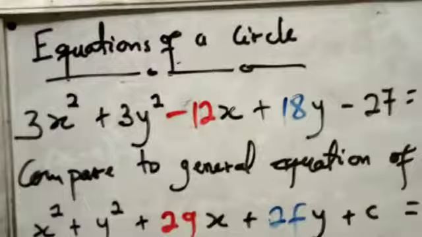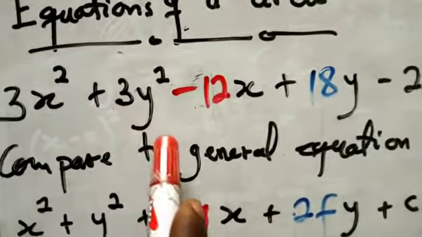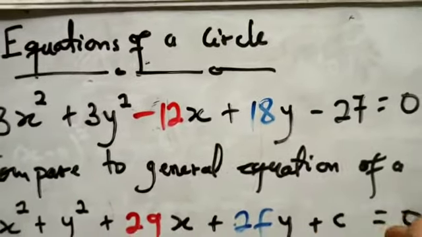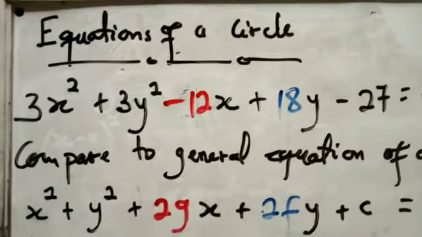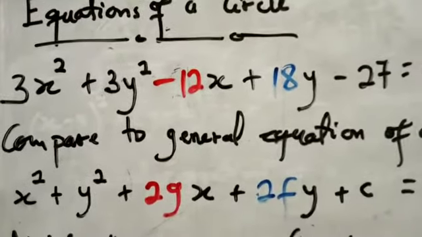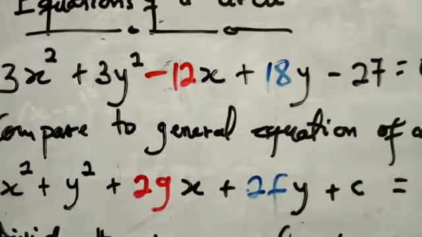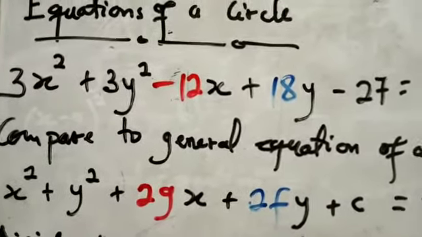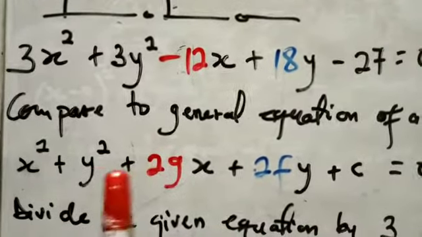So this is the equation. You are given 3x squared plus 3y squared minus 12x plus 18y minus 27 is equal to 0. Is that okay? So this equation looks like what? A general equation of a circle. So when I give you any equation, make sure that you check whether it looks like a general equation of a circle or the standard one, before you can proceed and tackle any problem. So this equation looks like a general equation of a circle.